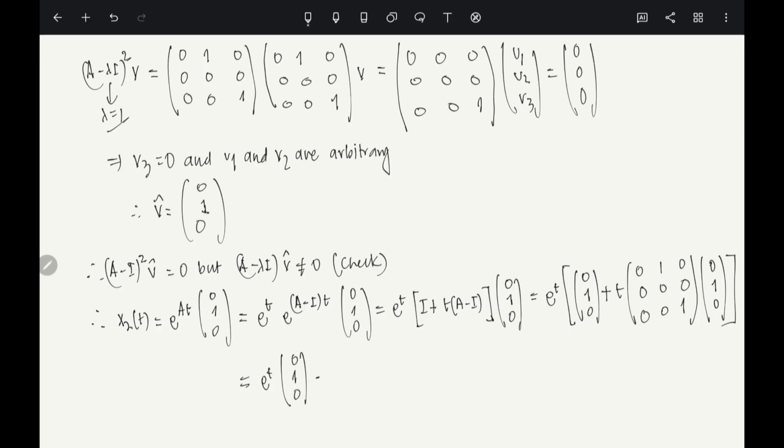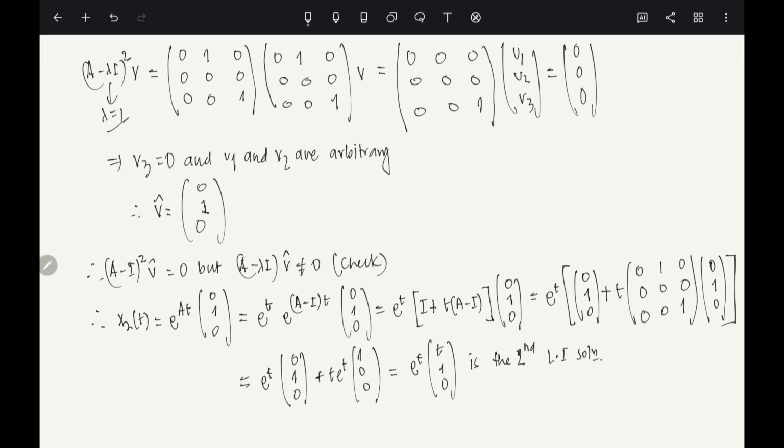I hope this is correct, so please check this part. I think my calculation is okay, but anyways. So it becomes e to the power t times [t, 1, 0]. If you write everything properly, this is what we end up with. And you can see, of course, this is independent of the first. So this is x2, the second linearly independent solution.